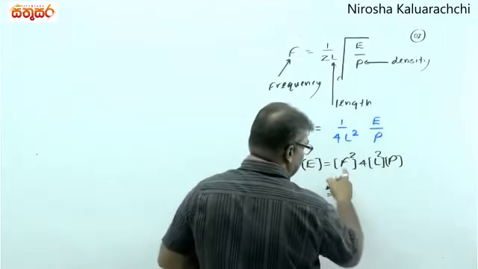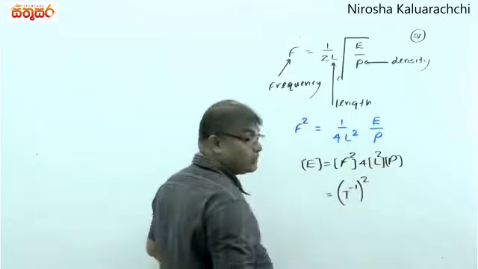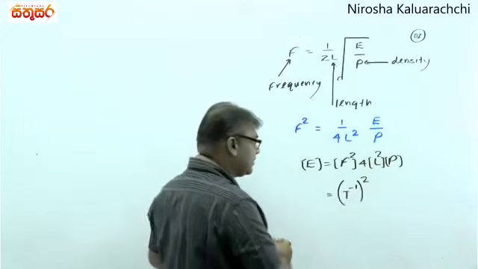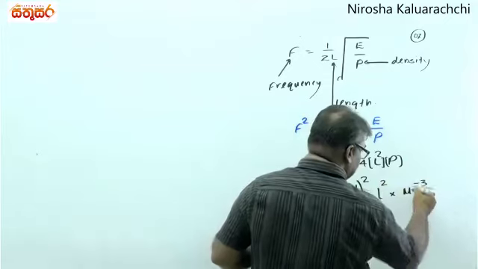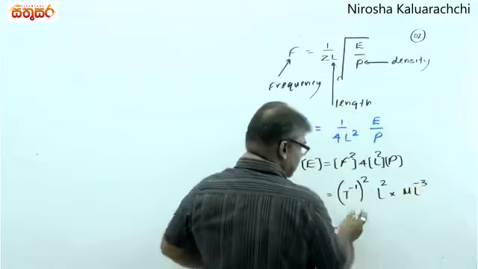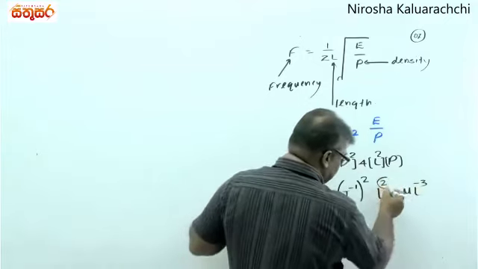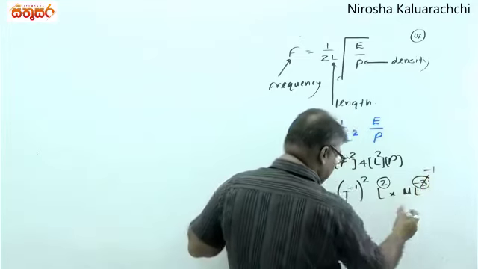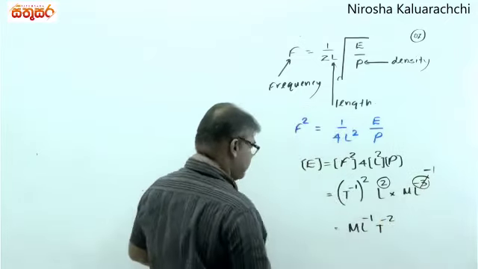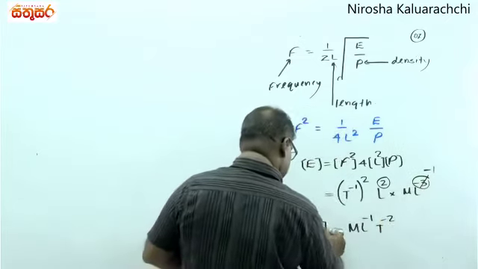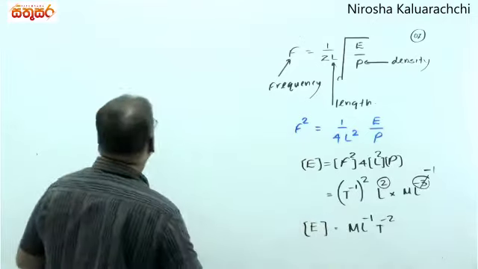F squared, frequency T minus 1 to the power of 2. Four, numerical values do not have dimensions. L squared, L2, rho, M L minus 3. Simplifying this one, only T we have here, M available, L2 cancel for this one. We have M L minus 1 T minus 2. This is the dimension of Young's modulus.